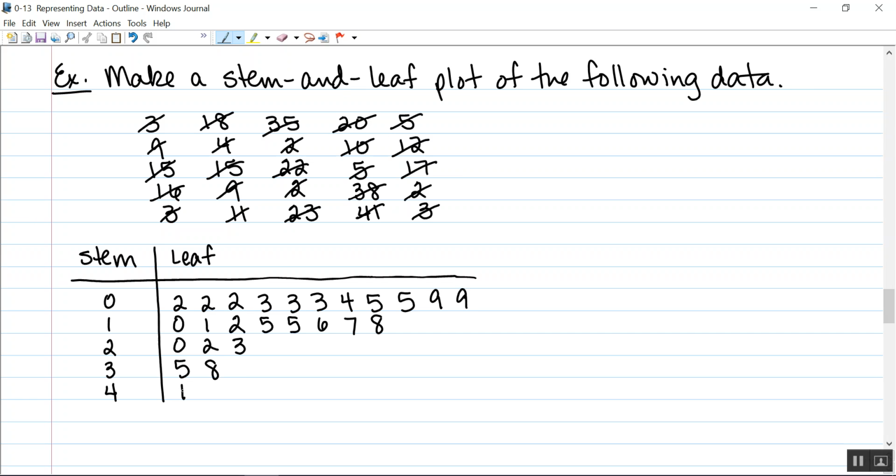The other thing I need to do is create a key for this, and I'll put this down here. I need to tell people, what does this mean? In other words, what place value is my stem and my leaves? So if I have, and you can just pick any number in here, 3, and then put that slash, that's like this vertical line here, and a 5, that refers to the number 35, so people understand what you mean there.